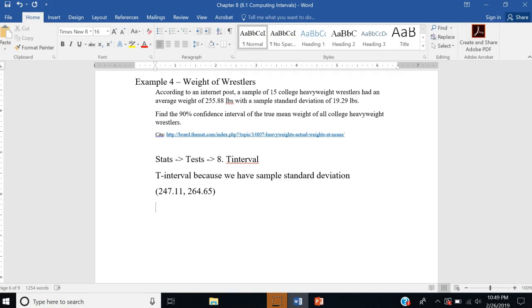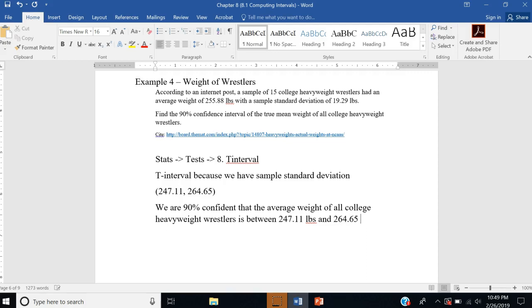And we're going to interpret this the exact same way. We are 90% confident that the average weight of all college heavyweight wrestlers is somewhere between 247.11 pounds and 264.65 pounds.